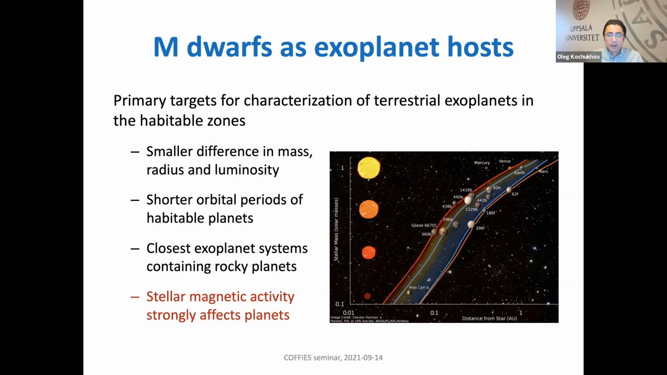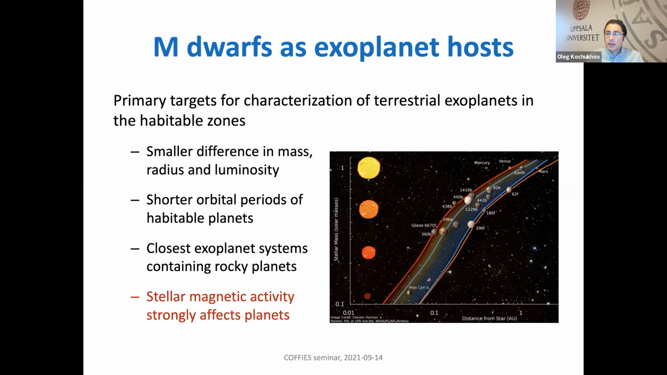So the periods are typically within a week or two. And the closest exoplanet systems containing rocky planets, such as Proxima Cen, such as Barnard's star, are all systems having an M-dwarf as a host. So it is a very significant research direction in the exoplanet field nowadays to study M-dwarfs as exoplanet hosts.